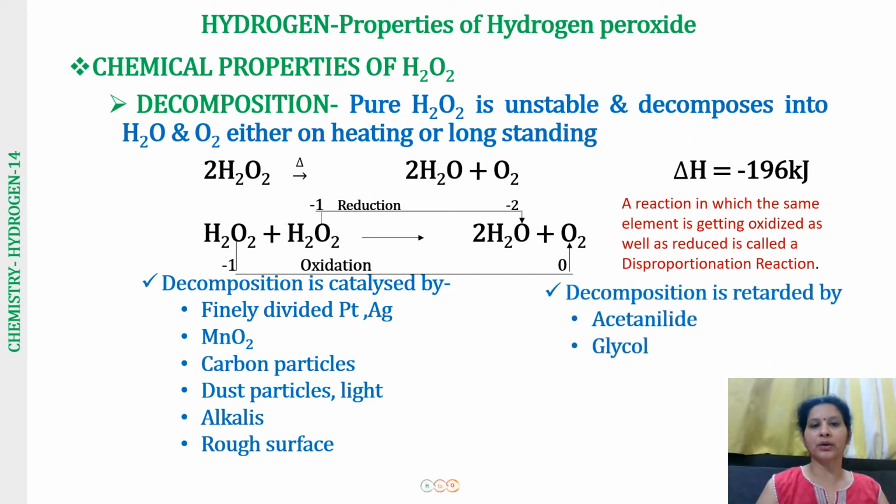And also now, if you want to avoid this decomposition, we can add certain things into the hydrogen peroxide solution. For example, we can add acetanilide, glycol. These are going to be the retarders or inhibitors of the decomposition reaction. Okay, so this is everything that you have to remember for the decomposition reaction.